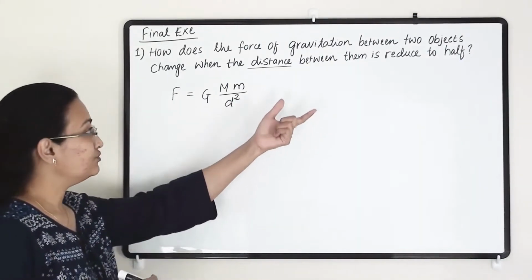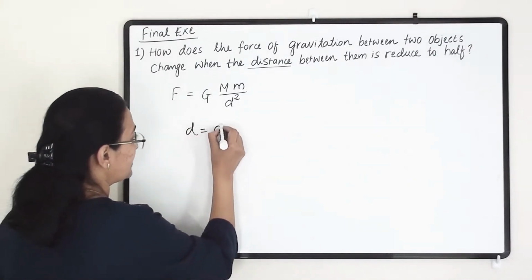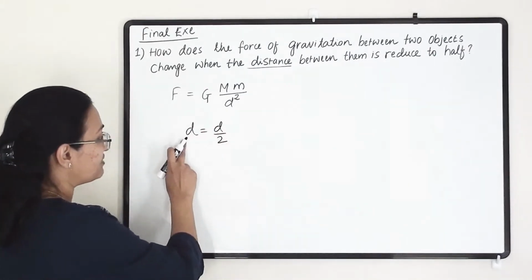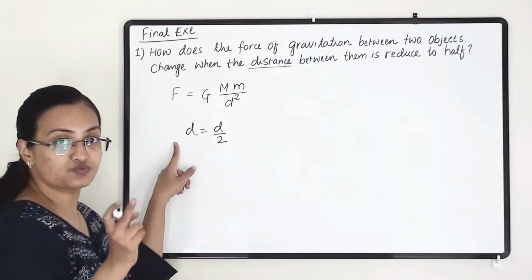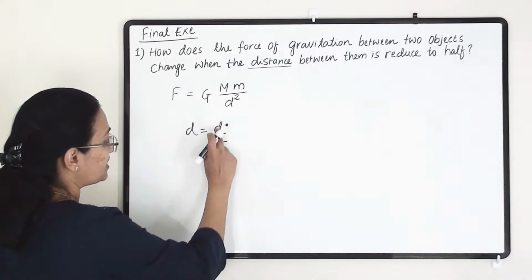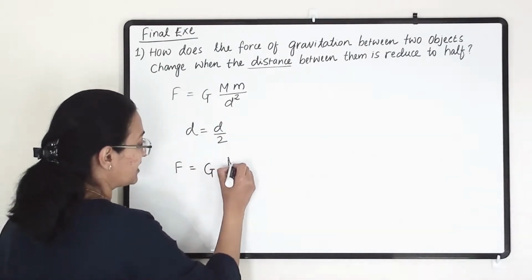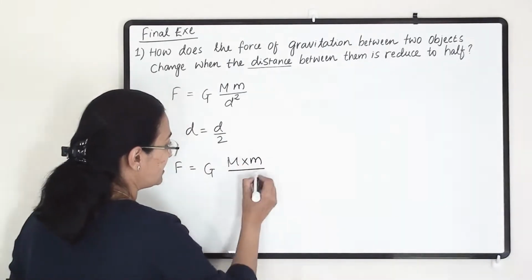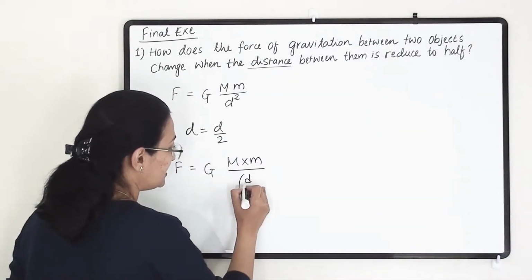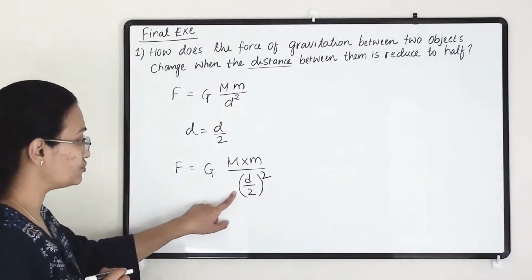Now we have to reduce the distance to half. So instead of d, we are taking d by 2, because we are reducing the distance to half. So instead of d square, we are keeping d by 2 whole square. So F equals G into capital M into small m divided by (d divided by 2) whole square, because we have reduced the distance to half.